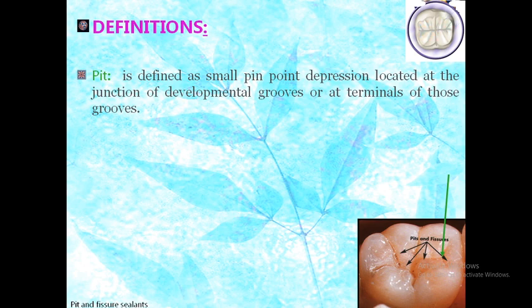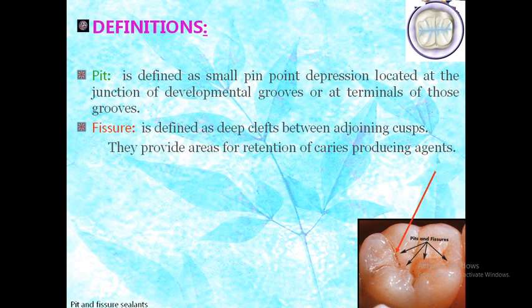Pit can be defined as small pinpoint depressions located at the junction of developmental grooves or at the terminals of those grooves. Fissures can be defined as deep clefts between adjoining cusps. They provide areas for retention of caries-producing agents.